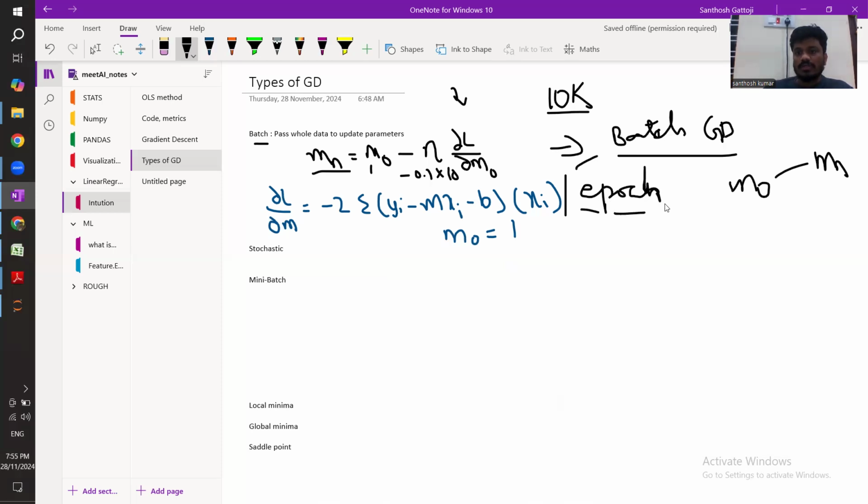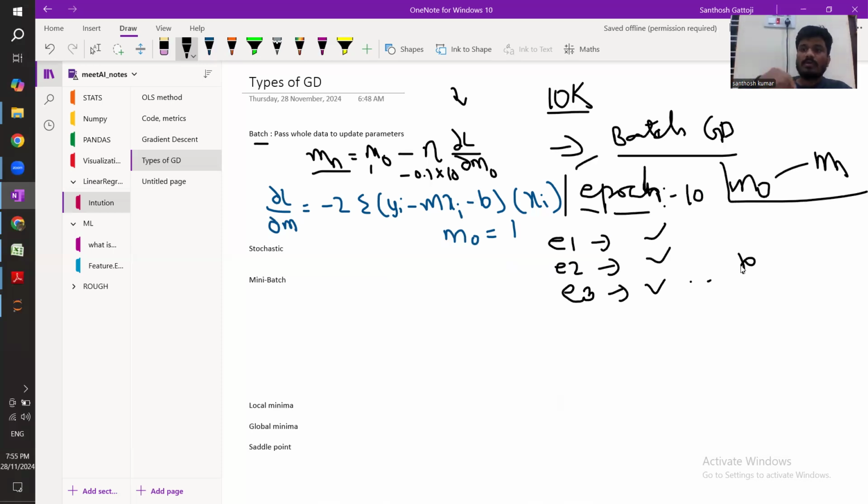So usually if we have 10 epochs, what does that mean? First time in epoch 1, E1, take the full data set, update. Then take E2, take the full data set and update. E3, take the full data set, update. Like that, 10 times it will update, from M0 to M new 1, new 2, new 3, like that. So we will get 10 M values, M0 to M10.